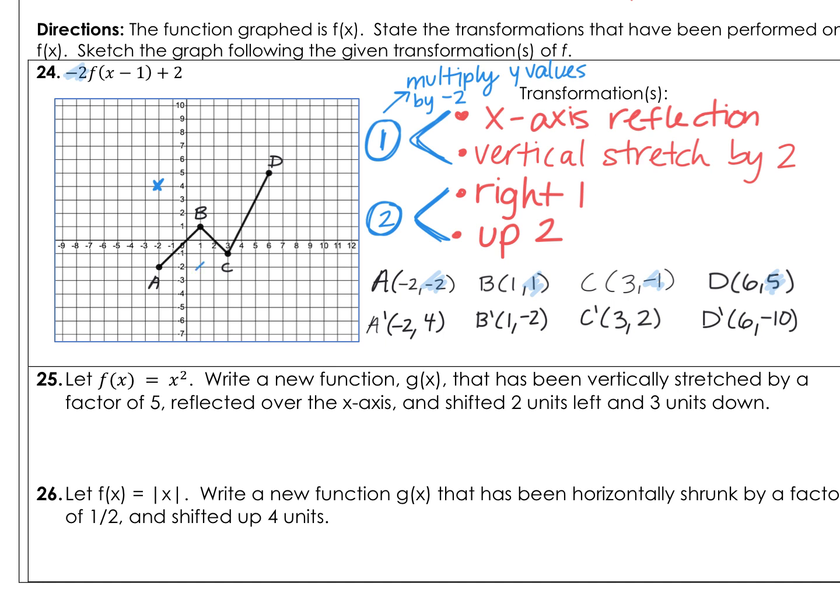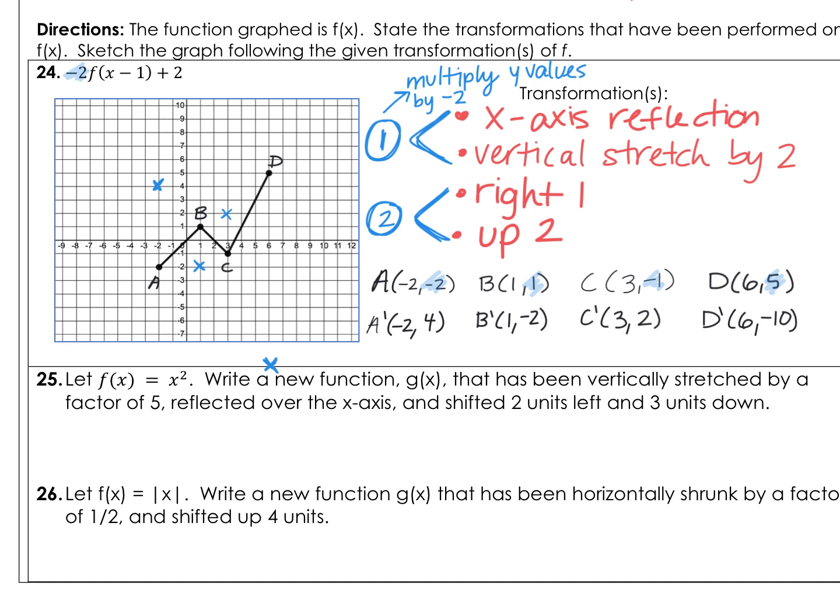1, -2 is where B is moving. So notice it's flipping and it's stretching. 3, 2, so it flips over and it stretches. And D is at 6, -10. So that is unfortunate because it is off the grid, but do your best. It's down here. Okay. You get the idea.